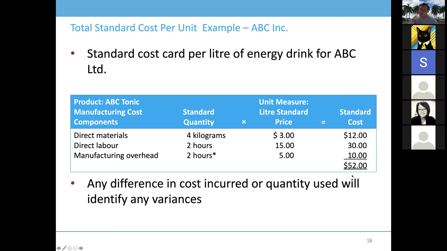So if I'm the boss of the company, this information tells me that for me to make 1 liter of that energy drink is going to cost me $52. So if there are any differences between the actual numbers, actual quantity versus actual price, you can use this to identify the variances. How? I'm going to show you.